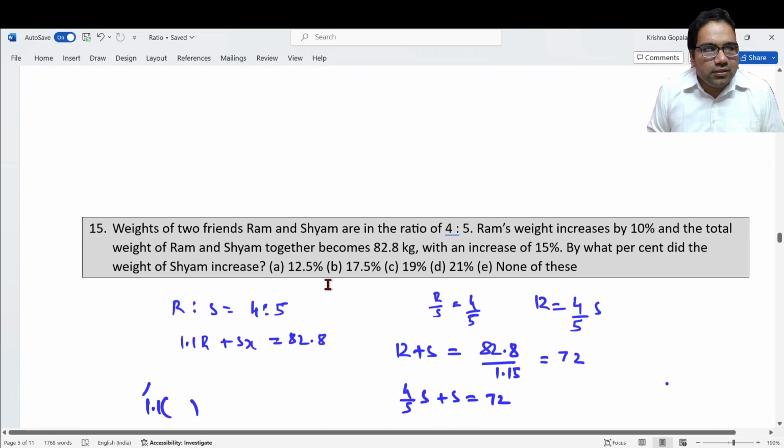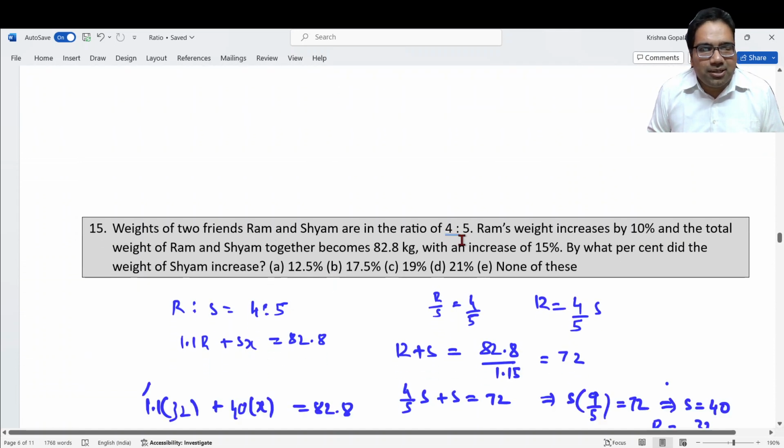Next one. Weights of two friends, Ram and Shyam, are in the ratio 4:5. Ram's weight increased by 10%, and the total weight of Ram and Shyam together increases to 82.8, with an increase of 15%. By what percent did the weight of Shyam increase? Ram and Shyam, let's assume it is 4 and 5. What has happened when Ram's weight has increased? By 10%. 1.1 into Ram plus, let's assume Shyam's weight increased by some x, x into Shyam is equal to 82.8.